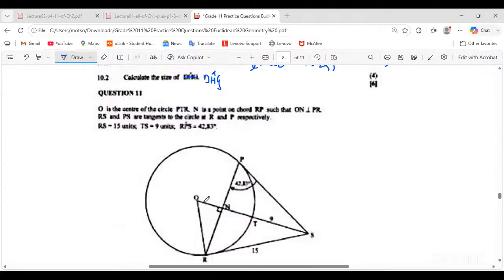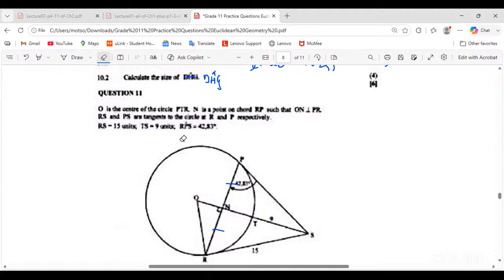Now, this is theorem 1. A line drawn from the center that is perpendicular to that chord bisects the chord. Therefore, RN here is equal to NP. Now, RS and PS are the tangents, PS and RS to the circle at R and P respectively. What does respectively mean? This goes with this, and this goes with this accordingly, correspondingly, you can say it like that.